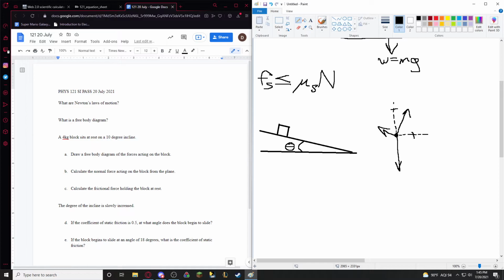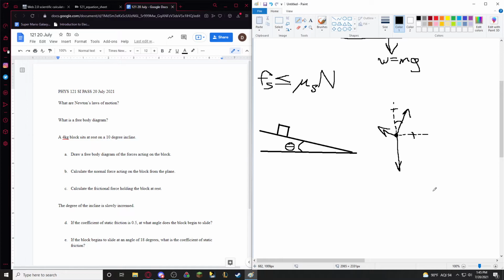Mm-hmm. So yeah, this angle here would be our 10 degrees. Oh, so what I originally did was the weight times the sine of 10, but I see I drew my triangle wrong. The weight? I thought you were breaking the normal force. Oh, yeah. That's not the same thing.